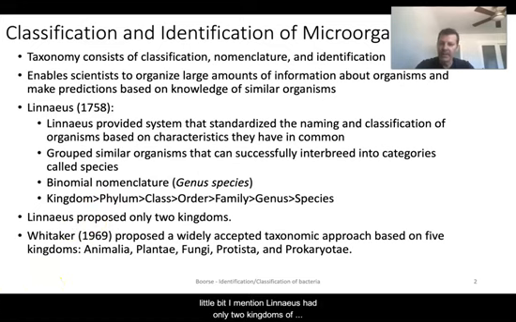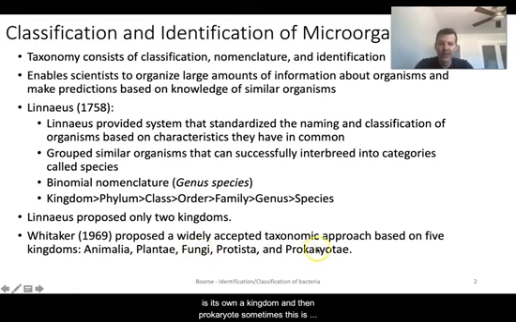I mentioned Linnaeus had only two kingdoms, animals and plants. More recently, you can see that, again, the dates aren't overly important for ours, but just to see the time scale of it, Whittaker, another scientist, proposed the system of kingdoms that we kind of use today. And so not only are there animals and plants, but we also recognize that there's an entire kingdom of all the fungal organisms. So fungus is its own kingdom.